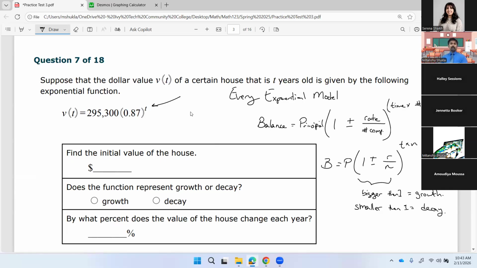So when I look at this thing, what is the initial value? P means principal or the beginning amount. It's this guy, $295,300. Is this thing growth or decay?